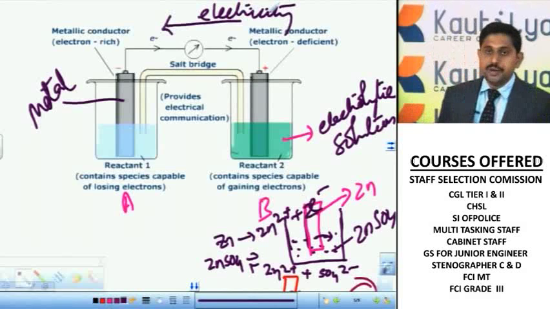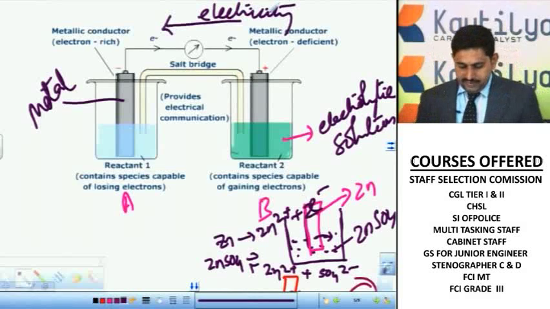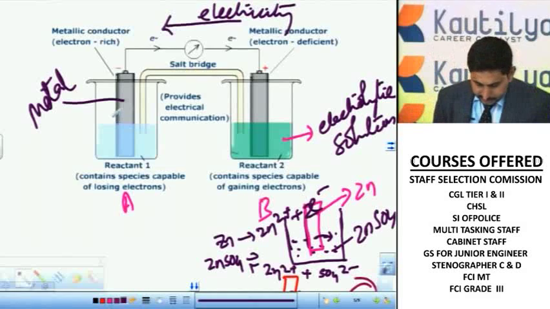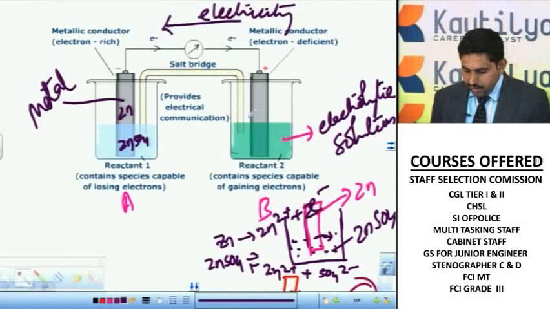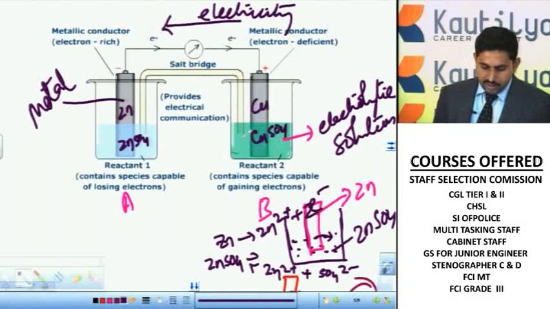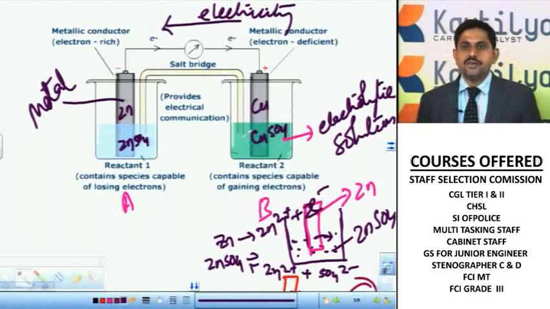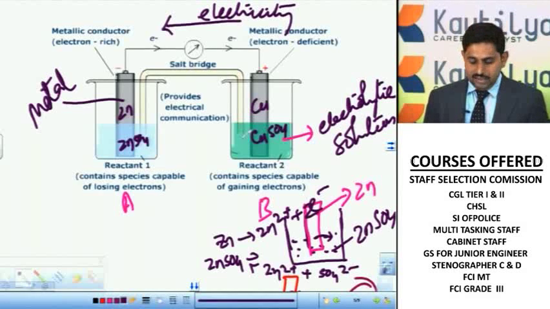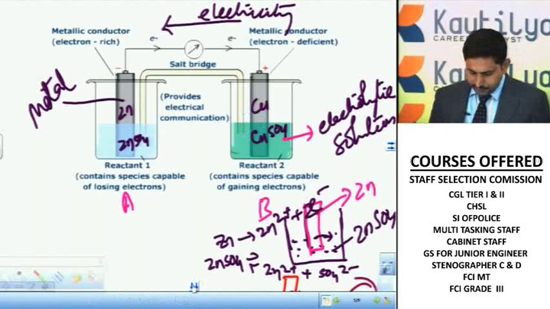How is it possible? We'll see. In this case, for example, I'll take zinc metal and ZnSO4 solution, and here copper metal and copper sulfate solution. One more thing I want to tell you here: the left side one involves the process called oxidation, and the right side one involves the process called reduction. Hope you know what oxidation is and what reduction is. We'll see first.